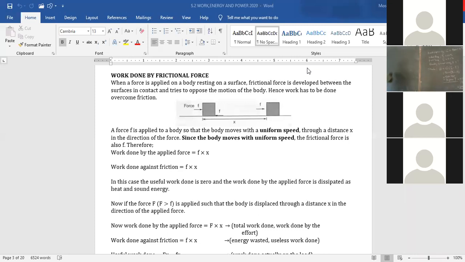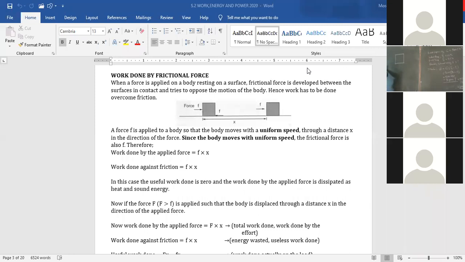Can you see this part of the board? Yes. Okay, we can see.